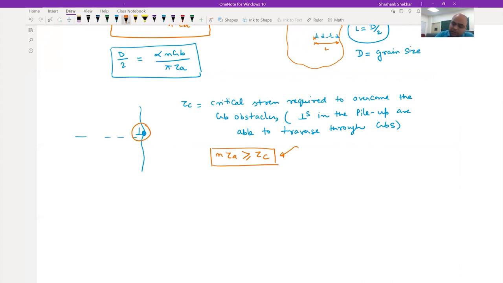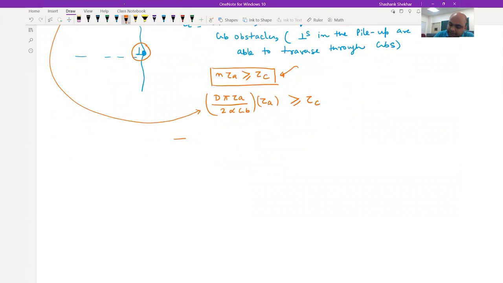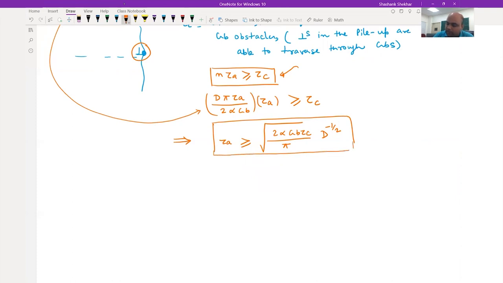Now N, we know we use this formula on the top. So N we can write as D pi tau A divided by 2 alpha GB, that is N from this particular equation we are using. And then tau A is already there, greater than or equal to tau C. And then we can write tau A square is greater than or equal to root over 2 alpha GB tau C divided by I, and D I am taking out, it will become D to the power minus half. The square will not be there, because I have already taken the square root on the right hand side.